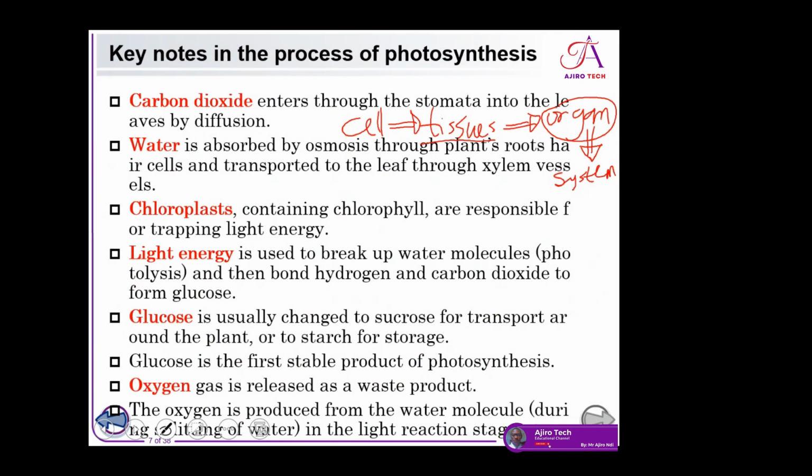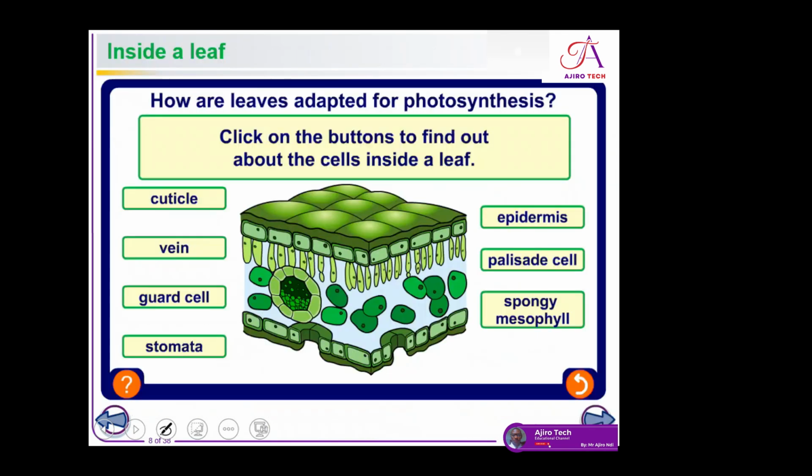Now let's quickly look at what the leaf looks like. How is the leaf adapted for photosynthesis in a plant? Have you seen this structure before? Yes, I have. What parts can you label or identify? The stomata.